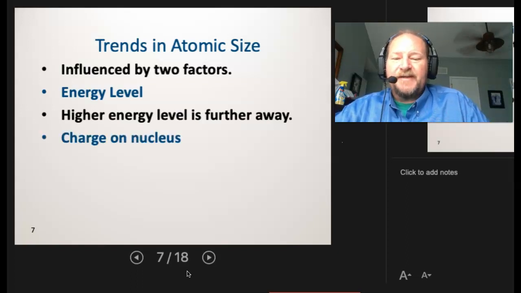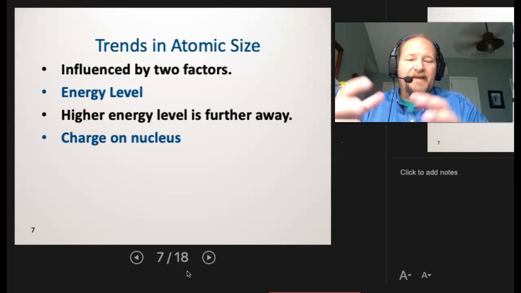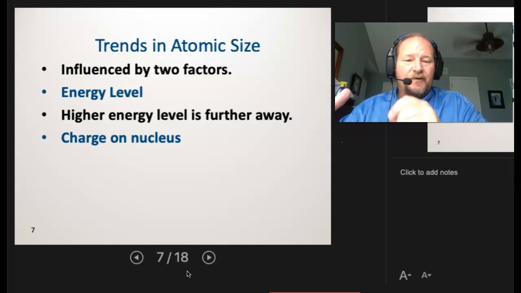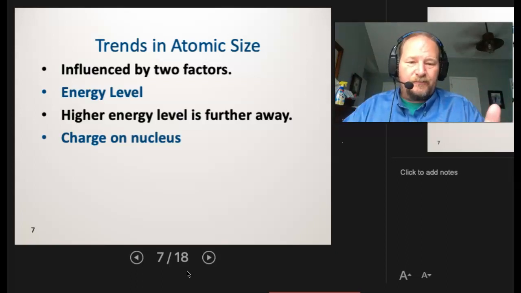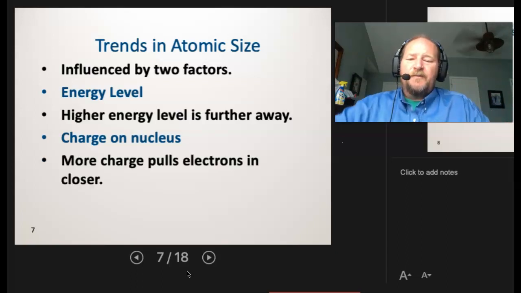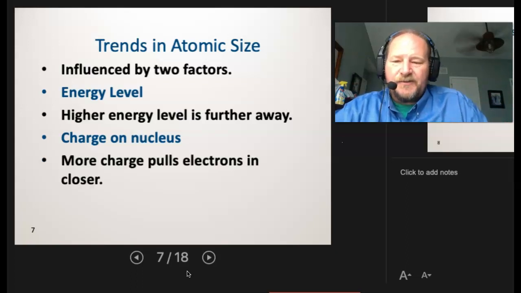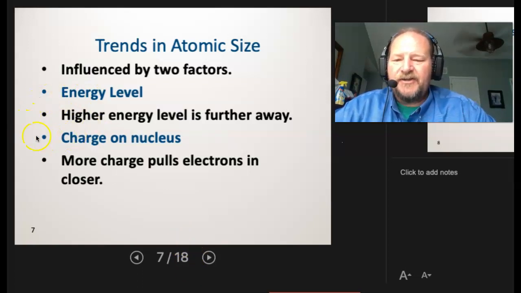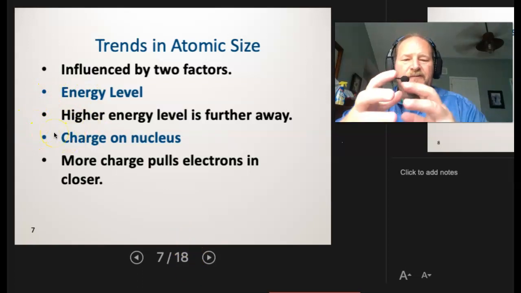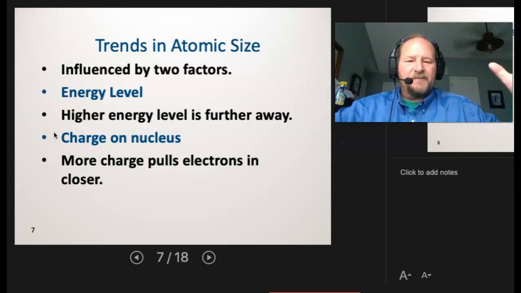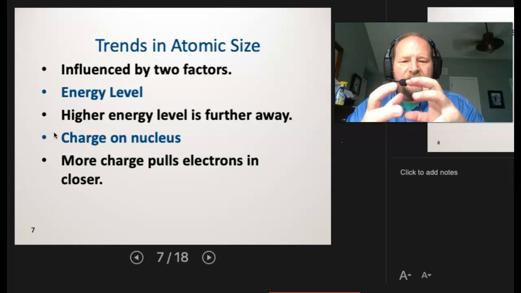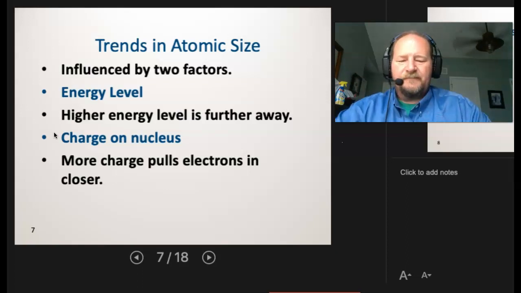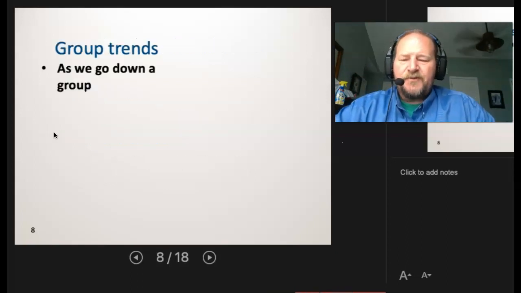The charge in the nucleus is growing. So as I make that atom get larger and larger, I'm also adding protons to the center. Remember, it's got to remain neutral. The more charge will pull the electrons in closer. So the two things that are going to influence atomic size then are energy level and charge on nucleus. Energy levels means we're going to be making the layers bigger. Charge on nucleus means as I put protons in, I'm going to be pulling the layers in closer and closer and closer.